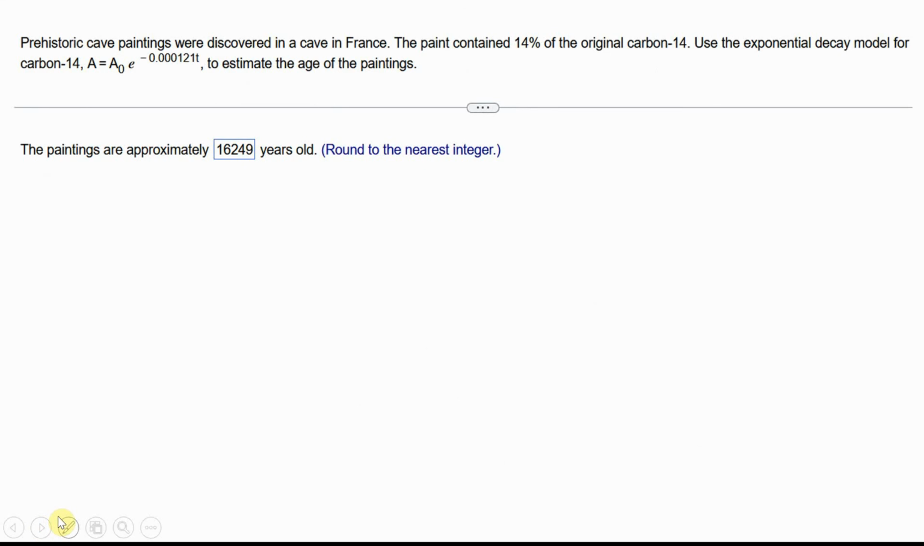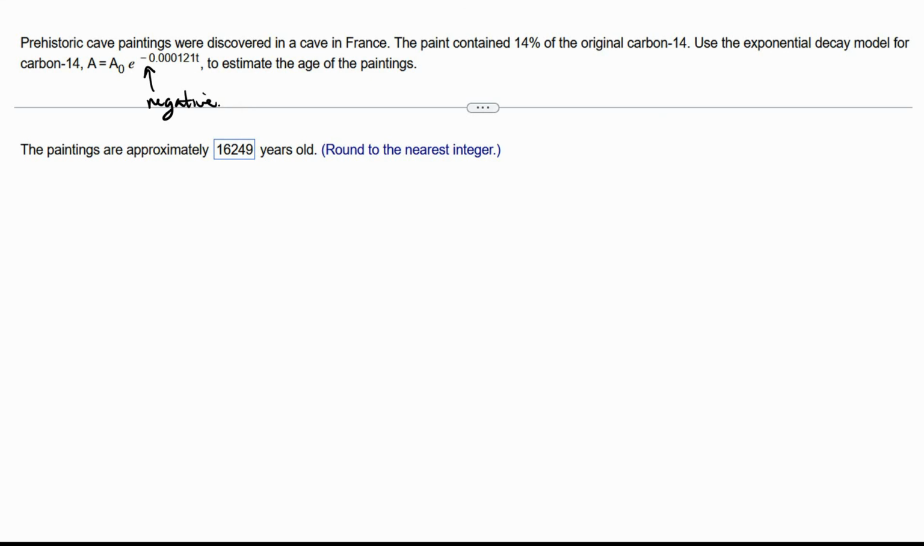All right, last one, dealing with mathematical modeling of logarithmic and exponential equations. Here, prehistoric cave paintings were discovered in a cave in France. The plant contained 14% of the original carbon-14. Use the exponential decay model. Why is it decaying? Because it's negative. To estimate the age of the painting.